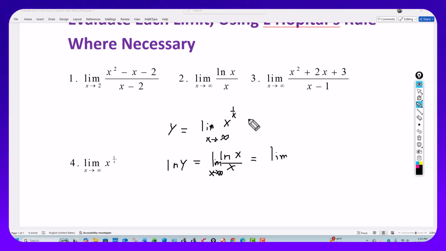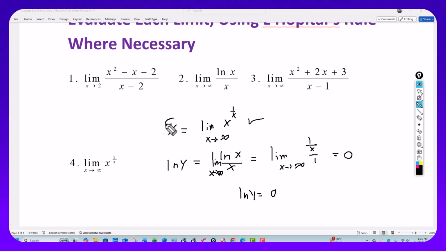Derivative of ln of x is 1 over x. Derivative of x is 1. 1 over x divided by 1 is still 1 over x. Now let's take the limit as x goes to infinity. So all we have here is 1 over x, as 1 over x divided by 1 is 1 over x. And as x goes to infinity, this will go to 0. So this is what we have: ln of y. All these calculations lead to 0, so ln of y is equal to 0.